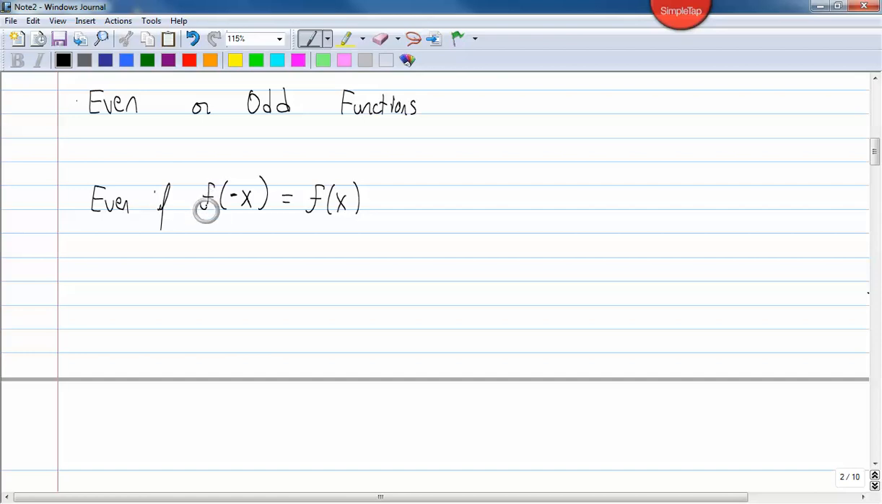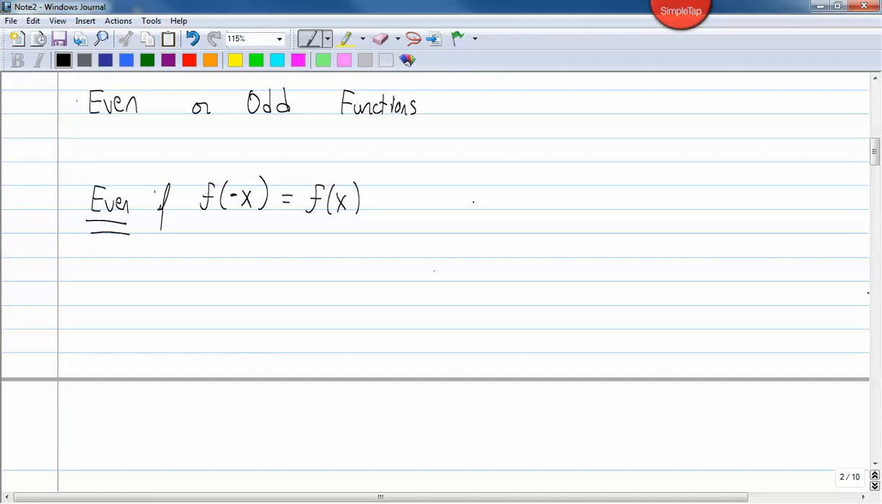So if you find f of negative x, that means plug in a negative x in parentheses for every x in the problem, and you get the same thing that you started with. It doesn't change anything once you simplify. Then we say a function is even.